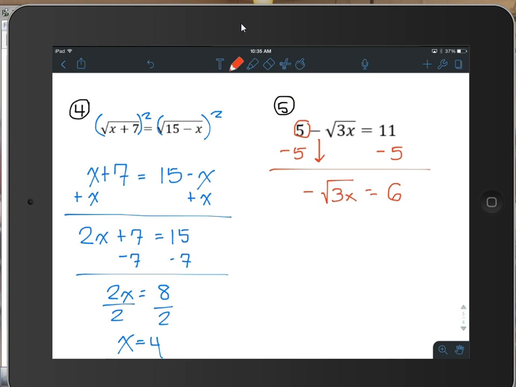Okay. Alright. I have to get rid of the negative. Remember, we're isolating the radical completely. So that's like our negative ghost man of 1. So divide both sides by negative 1. So the square root of 3x equals negative 6.